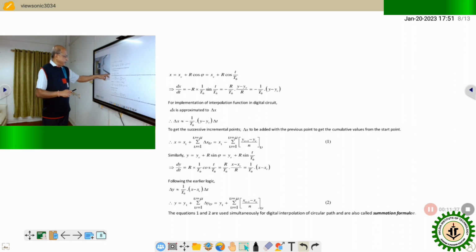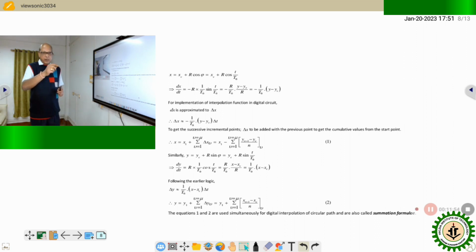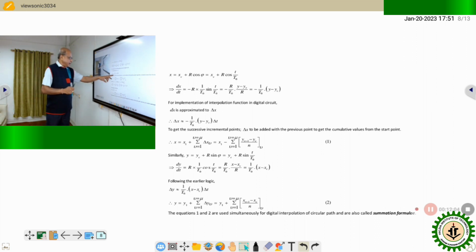So approximately it can be written as delta x equal to minus 1 by t0 times y minus yc times delta t. Now how will it be executed? Start point P1, end point say P2, the two extreme points of the circular arc. With the issuance of one discrete pulse, the tool will move some incremental distance corresponding to delta t time. To make it amenable, it is written as x equal to x1 plus delta x nu, where nu varies from 1 to mu.